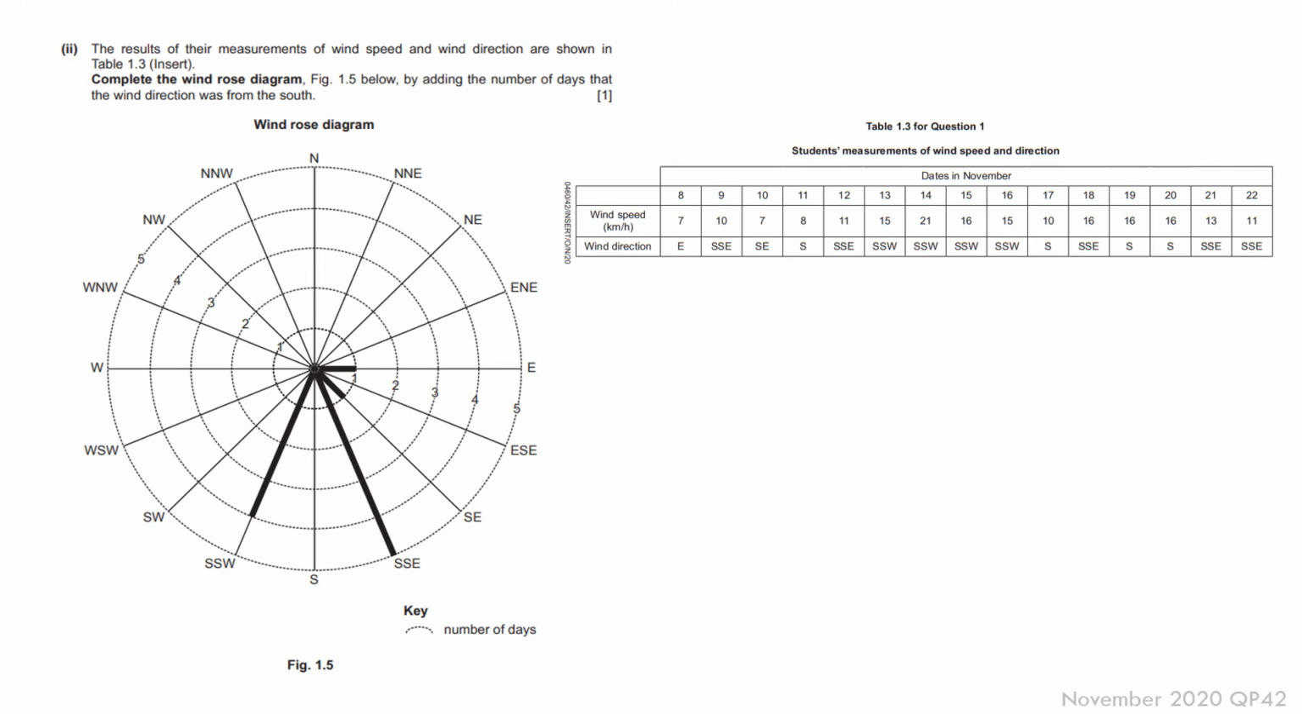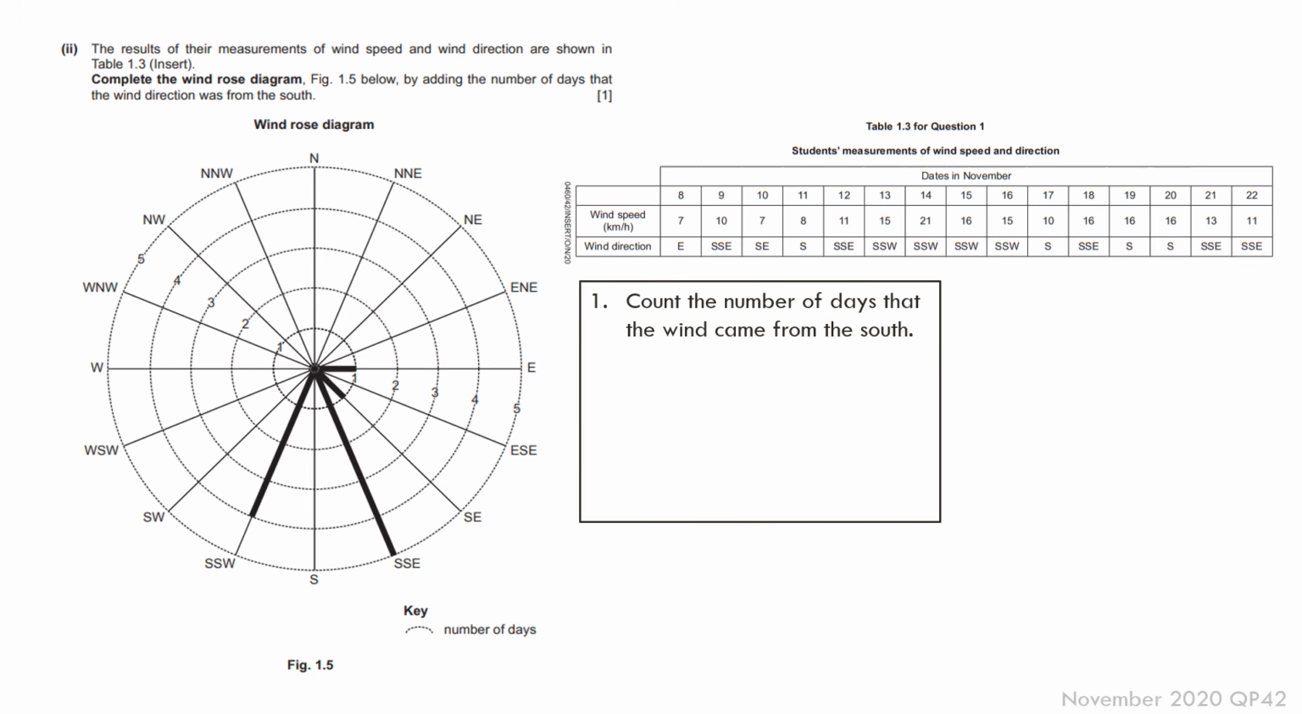Again, we've got compass rose direction for adding the number of days that the wind direction was from the south. So we count the number of times that the wind came from the south. You might want to highlight or underline. So we should have 4 days from the south. And then I'm going to draw the line from the south going down 4 lines. So there we go, looking a bit like a radar graph, moving it around, making sure it's down the right way.